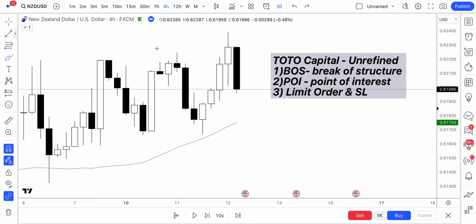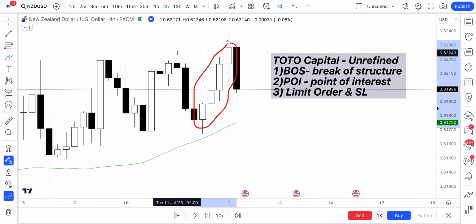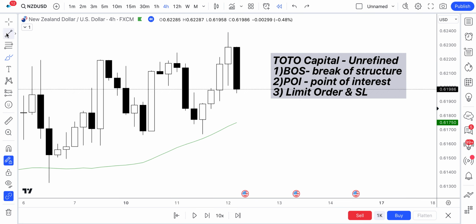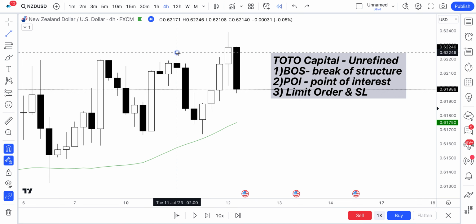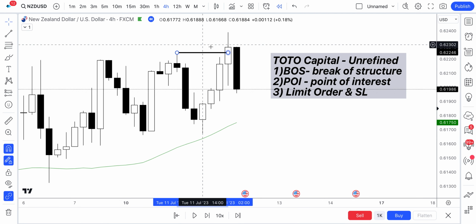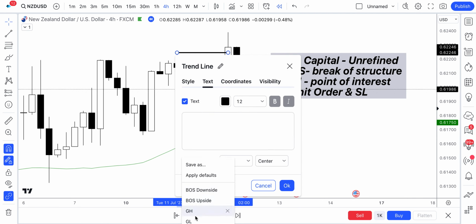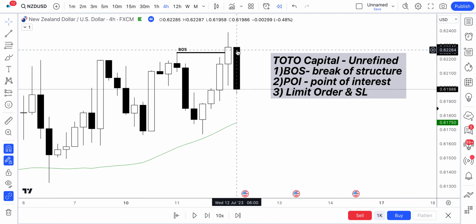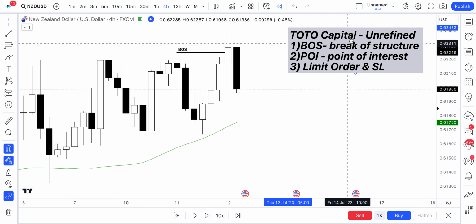Okay, so you can see here, this move to the upside has broken above the most recent higher high. So that's a break of structure to the upside, and we can go ahead and mark that on as a BOS. So BOS to the upside, indicating strong bullish momentum. So we've had a strong break of structure.